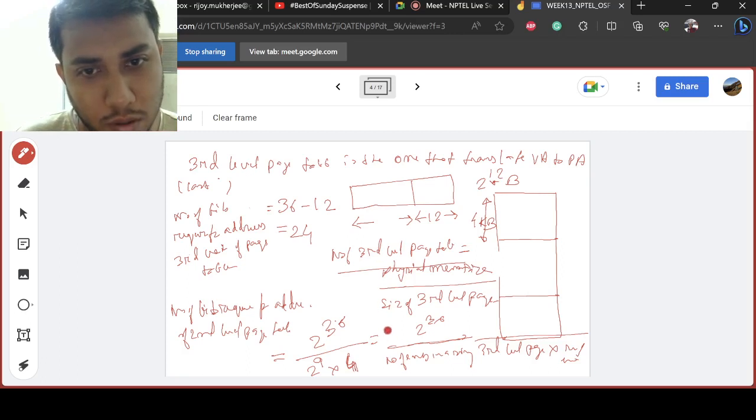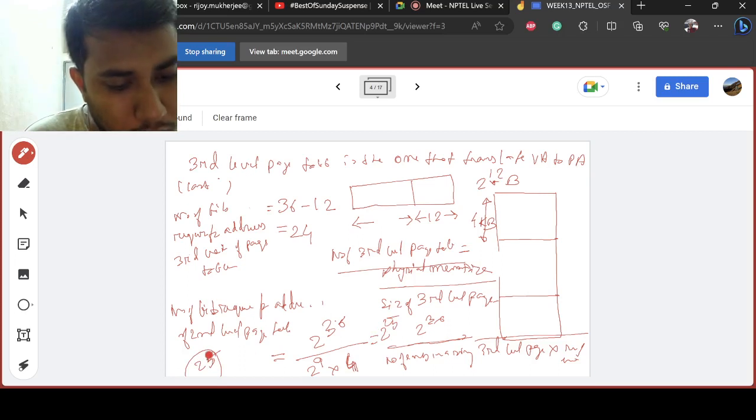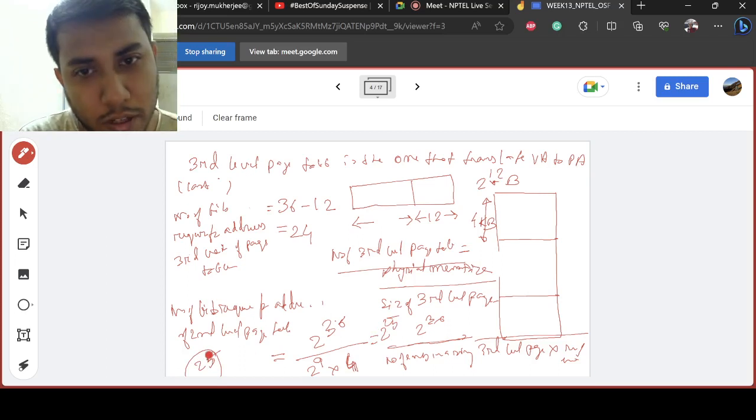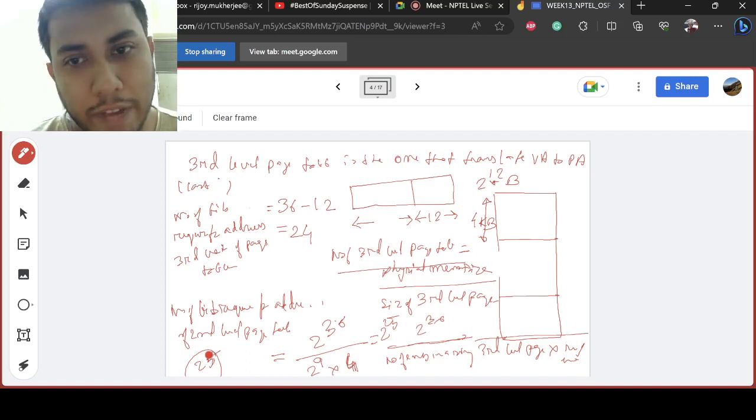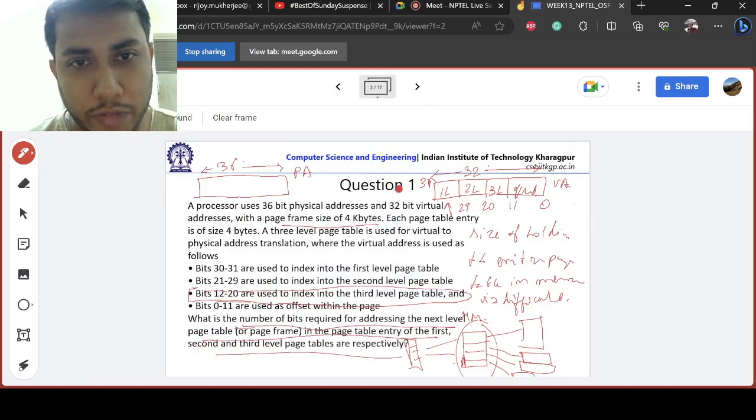So if you calculate this, it will come down to 2 to the power of 25. So 25 bits are required to address a third level page table, since 2 to the power 25 third level page tables are possible. So that 25 will be the number of bits required for addressing a third level page table.